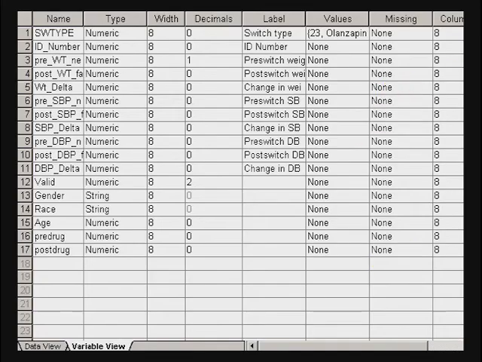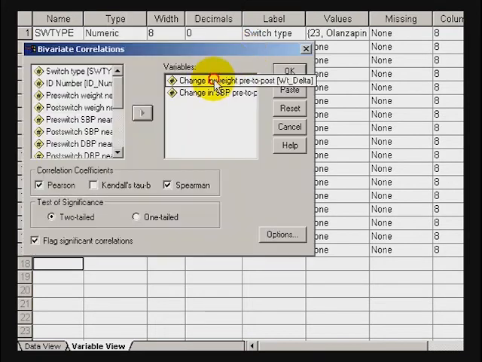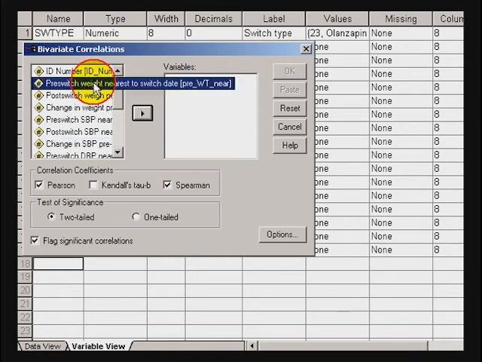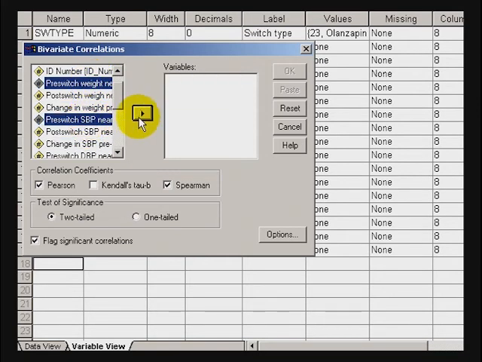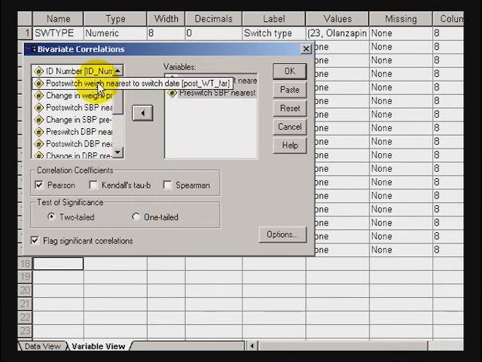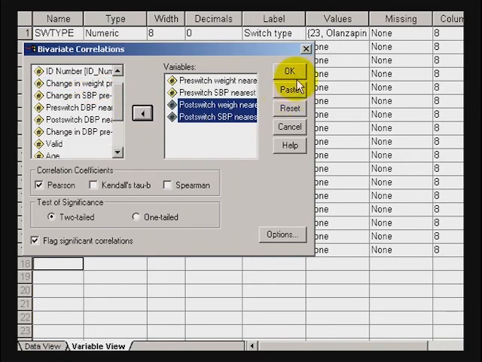Okay, so let's look to see what the correlations are like at two separate points in time. So let's analyze. Let's look at the correlations. Let's look at the bivariate correlations. Okay, so what we're going to look at is the pre-switch weight and the pre-switch systolic blood pressure. And then we're also going to look at the post-switch weight and the post-switch systolic blood pressure to see if both of those are correlated and whether it's correlated higher or lower at what point in time.